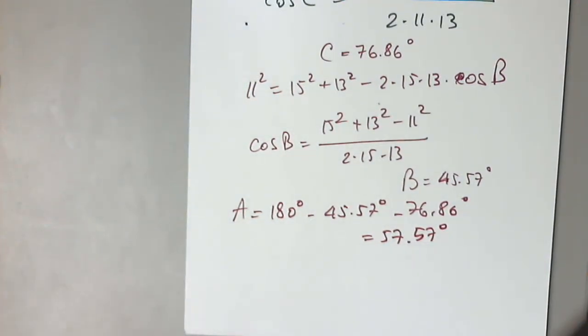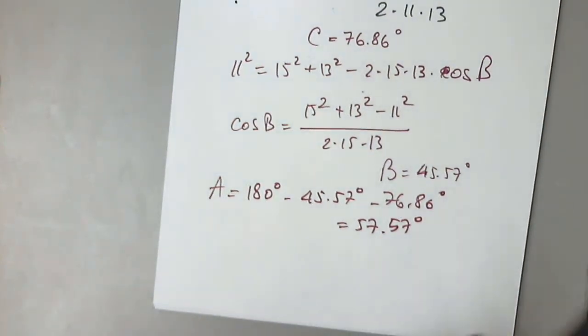So in this particular example, we used law of cosines. We were given all three sides. We could not use law of sines, even if we wanted to. And we determined all angles.